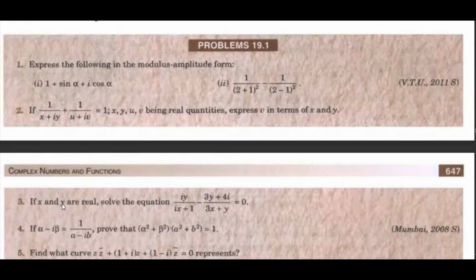Next question is: if x and y are real, solve the equation iy by ix plus 1 minus 3y plus 4i by 3x plus y equal to 0. So we need to solve the equation. That means we need to find the values of x and y from this equation.